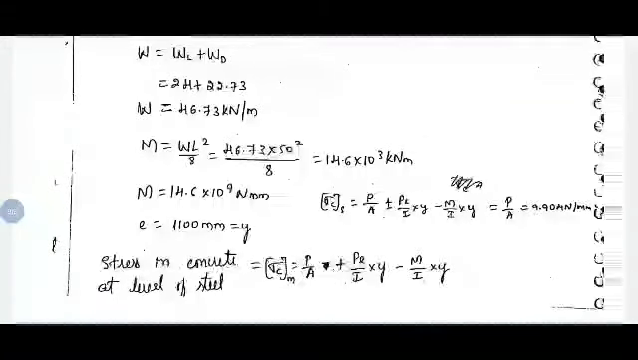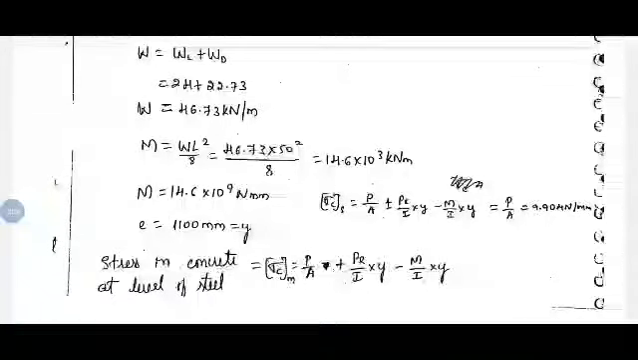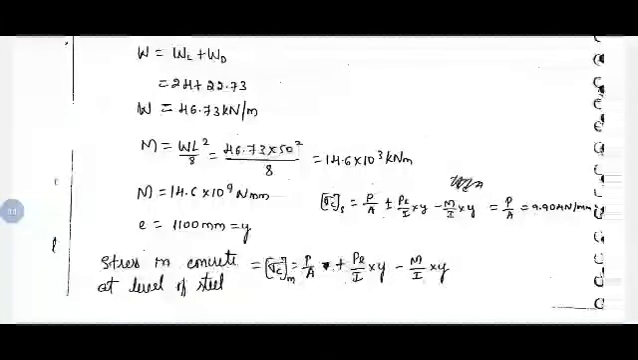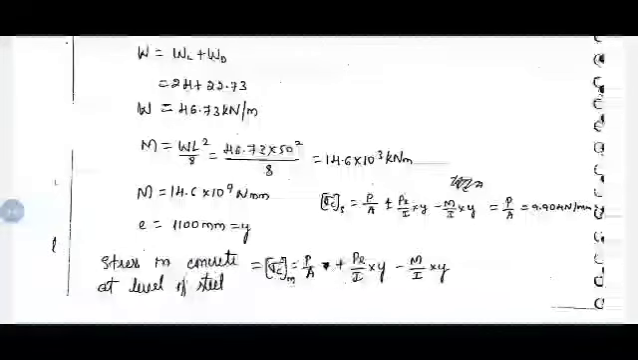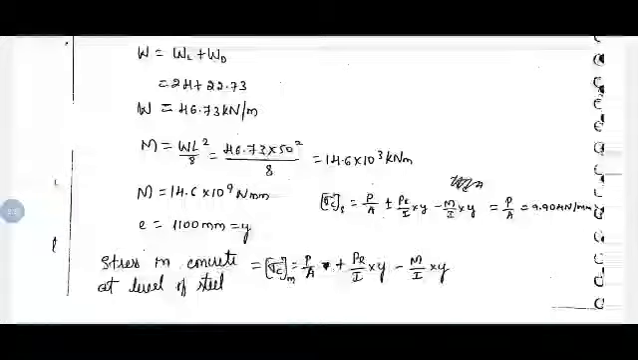Then eccentricity, since it is parabolic and eccentricity will be common, 1100 mm. Since it is parabolic, to calculate stress in concrete at the level of steel, we need to find out at both ends, at the support as well as at the mid span. So eccentricity will be 1100 mm. At support, eccentricity we need to consider as 0 and y will also be 0, and at mid span eccentricity and y both will be 1100 mm.